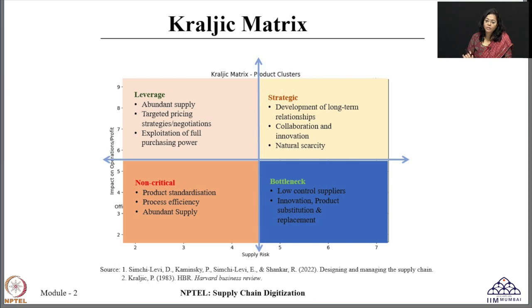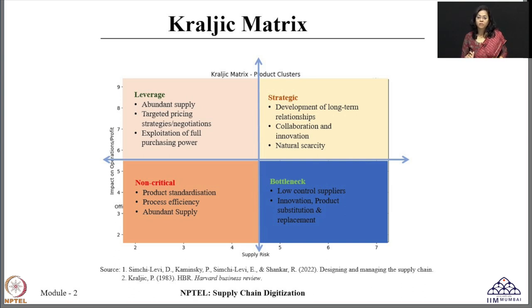The last group is bottleneck, where the products have high supply risk, but their impact on operations or on profit is very low. It simply means that the unavailability of these components will have a very minimal effect on the profit, but the supply risk of their availability is very high, and because of that the process can get affected. So in this type, there is very low control on the suppliers, and it is quite challenging to manage this particular type of components.